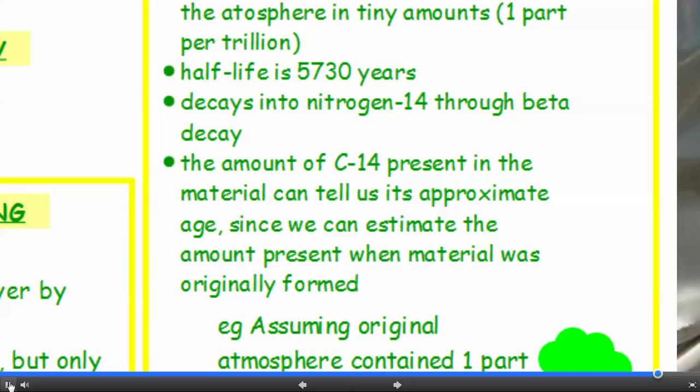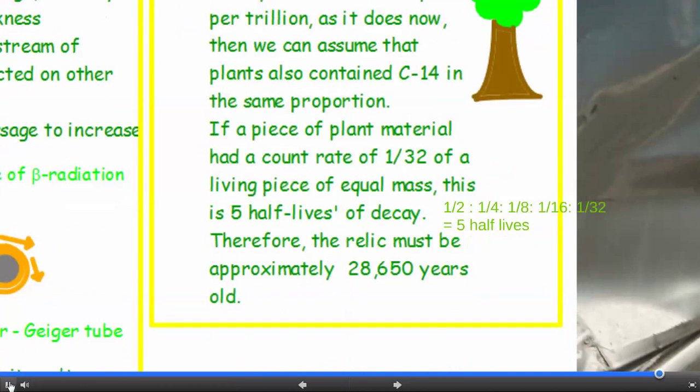Now, the amount of carbon-14 present in the material can tell us its approximate age, since we can estimate the amount present when the material was originally formed. So, for example, if we assume that the original atmosphere contained 1 part per trillion, as it does now, when we're looking at a piece of plant material, then we can assume that plants also contained carbon-14 in the same proportion because they take in carbon during photosynthesis.